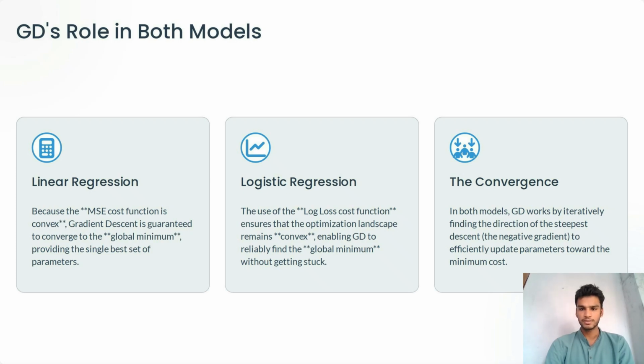The convergence. In both models, gradient descent works by iteratively finding the direction of the steepest descent, the negative gradient, to efficiently update parameters toward the minimum cost.